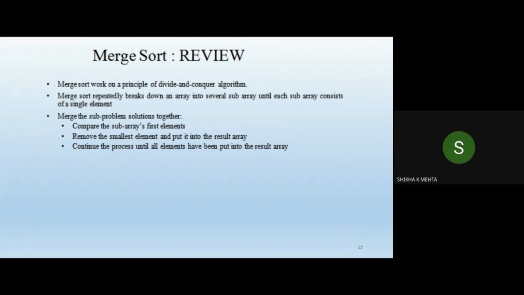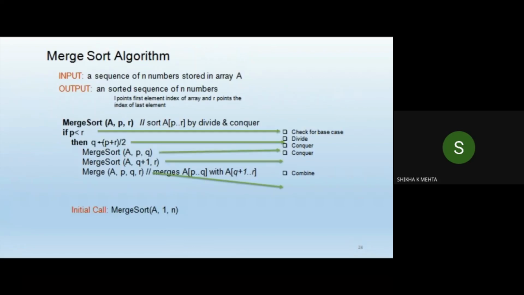When we are dividing, we are dividing the whole array into sub problems, and finally during the merging we are combining all the sub problems into a single problem, that is the final sorted array. So these are the steps involved when we are performing the merge sort. Accordingly, we have different functions for that when we are applying the merge sort algorithm. Here the input is a sequence of n numbers which are stored in the array A, and the output is the sorted sequence of n numbers.